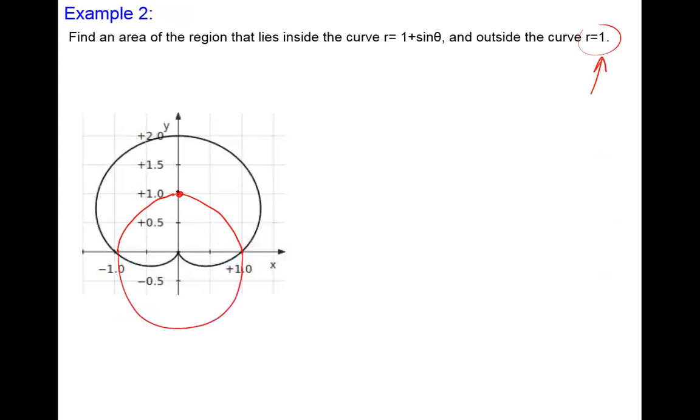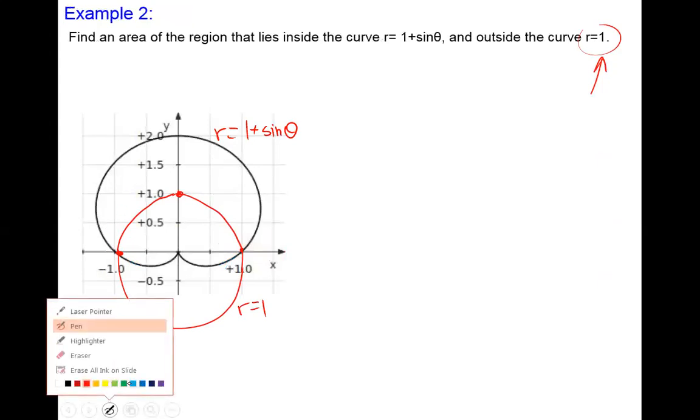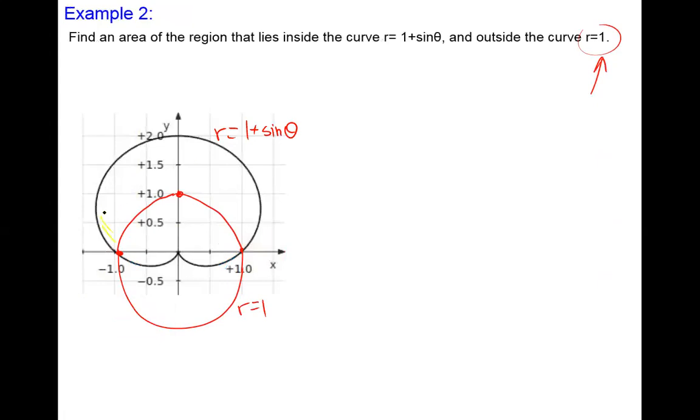Let's say that this is the circle. Okay, that means this is r equals 1. This one is the cardioid. Everybody can do this. And now what do they want? They want inside the cardioid and outside the circle, which I believe, what color shall I pick? Maybe yellow. Is that part. Okay, is this part.